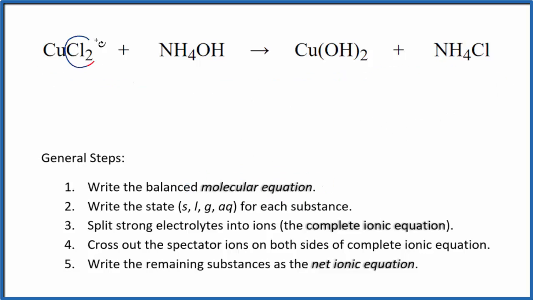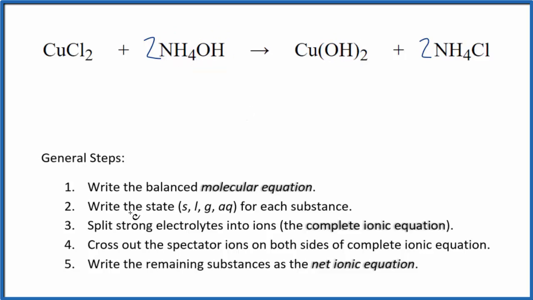I can see I have two chlorine atoms here and just one here. So I'm going to put a 2 in front of the ammonium chloride. Now the chlorines are balanced, but I have these two ammonium ions, NH4. So if I put a 2 here, I'll have two ammonium ions. Now I have two hydroxide ions, but that's good because I have two over here, one copper and one copper. So we've balanced the molecular equation.